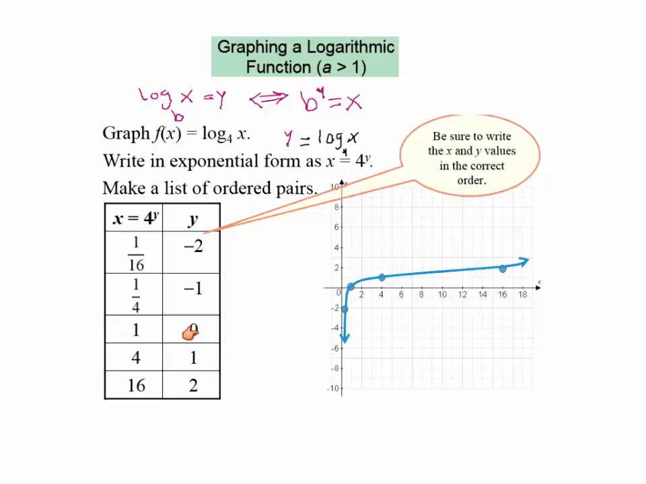If y is equal to 0, anything to the power of 0 is equal to 1. So I'm going to start right here. If y is equal to 0, x would be equal to 4 to the power of 0, which is equal to 1. Anything to the power of 0 is equal to 1. So my graph passes through this point here: x equal to 1, y is equal to 0.